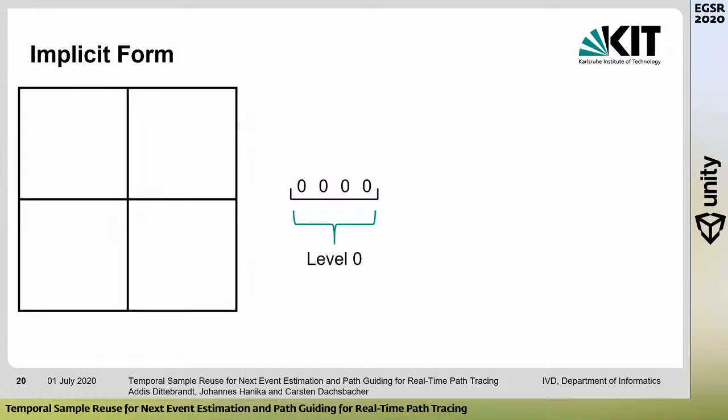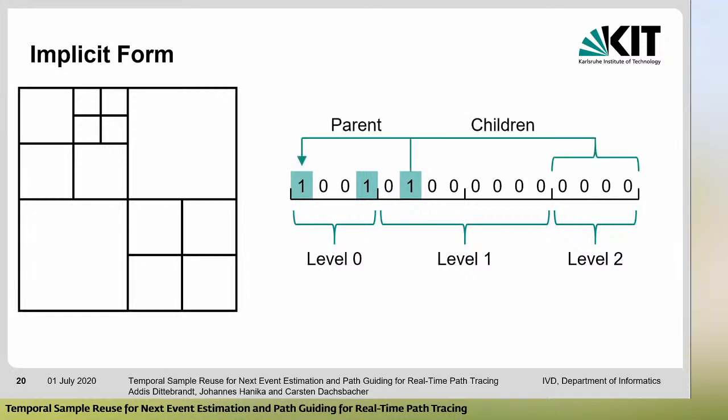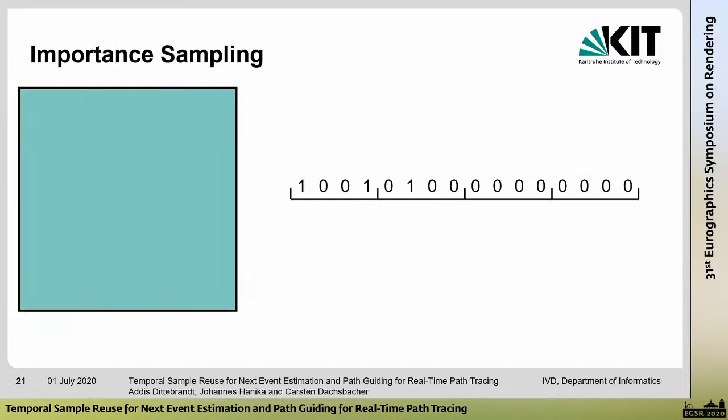To give an intuition on the implicit form, we have a breadth-first encoding of the tree. Each bit decides whether a node is an inner or leaf node, and the levels themselves are stored in succession due to this breadth-first encoding. And with the rank and select operations, we can efficiently compute the parent and child relationships of each node. That is in particular used for importance sampling.